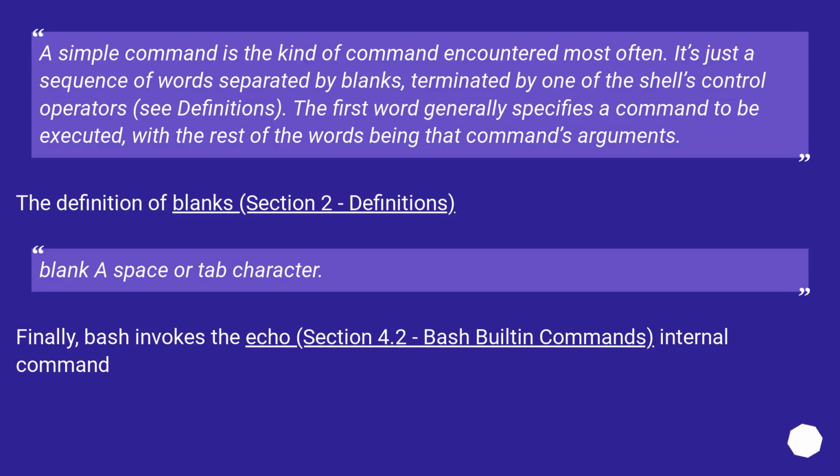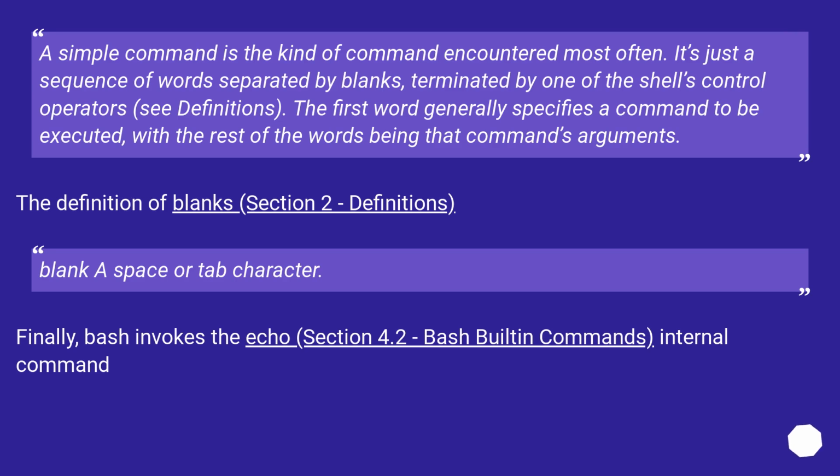A simple command is the kind of command encountered most often. It's just a sequence of words separated by blanks, terminated by one of the shell's control operators, see definitions. The first word generally specifies a command to be executed, with the rest of the words being that command's arguments. The definition of blanks, section 2, definitions. Blank: a space or tab character.